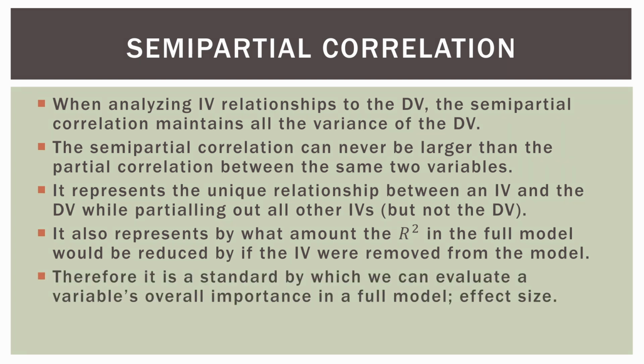Therefore, it is a standard way by which we can evaluate a variable's overall importance in a full regression model. We have another name for that called effect size. So remember, effect size isn't one statistical test. It's actually a bunch of different tests. So R squared is one, eta squared is one, Cohen's d is one. There are many effect size measures. So what we're looking at here is just one of many ways we can determine effect size of each independent variable.